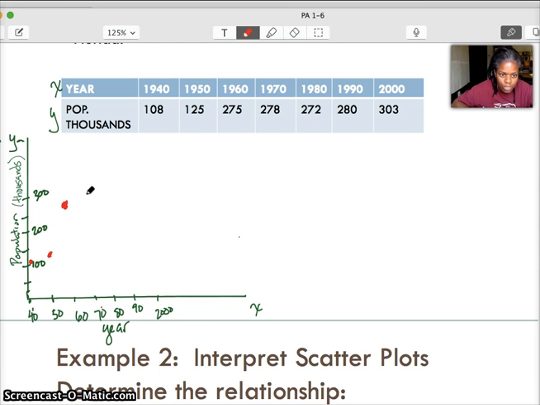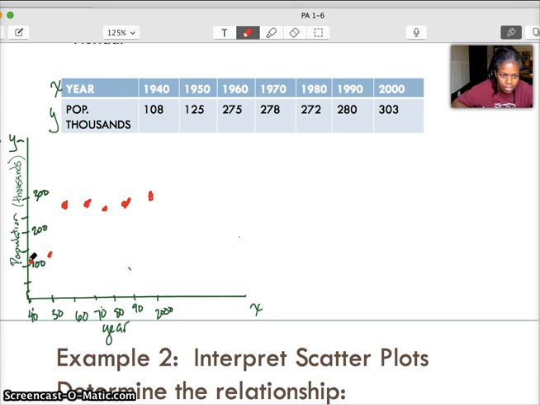In 1970, we're at 278. Pretty close. 275 is pretty close to 278. So I'm going to do that. In 1980, we're at 272. There's a slight decline, and I want to show that by going down a little bit. But again, still in the same area. 1990, we're at 280, so slightly above that high point back in 1970. And then finally in 2000, we're at 300,000. So we're just above there. There's the 300,000, and I'll be right there.